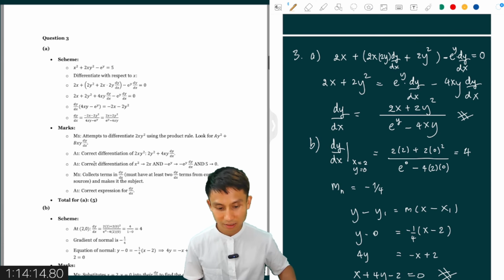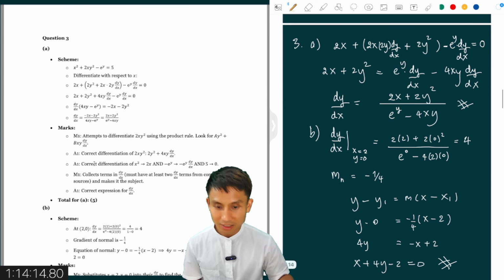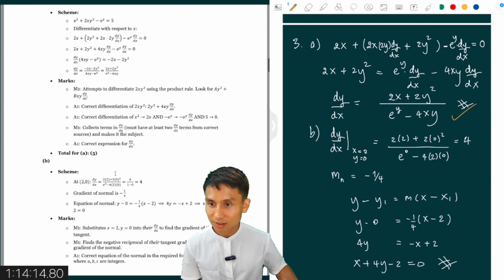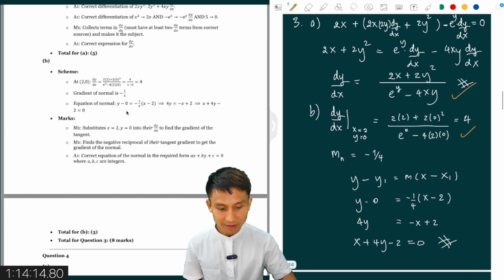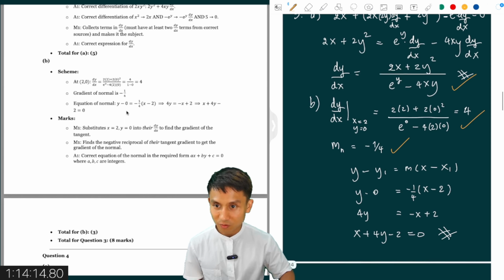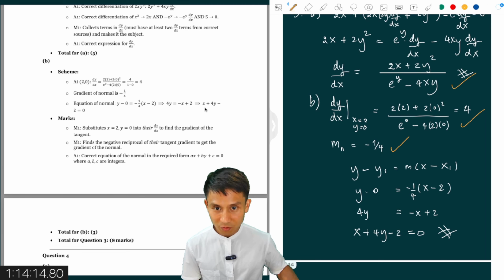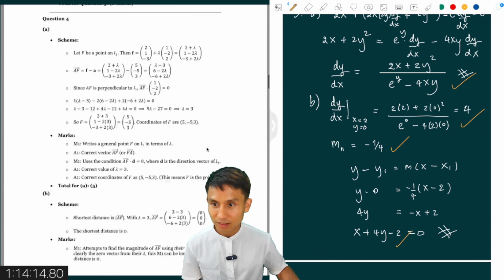Question 3, implicit differentiation. So just 2x plus 2y squared. Okay, everything is fine, good. All right, part B. The gradient is 4 there. As you can see, the gradient of the normal is minus a quarter. And then the equation is x plus 4y minus 2 equals 0. Okay, so far so good, right?